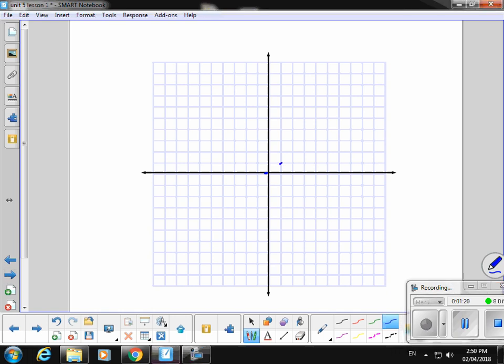Okay, see if this is any better. Okay, here is y equals x squared. Lumpy smartboard. There we go. Sort of y equals x squared.